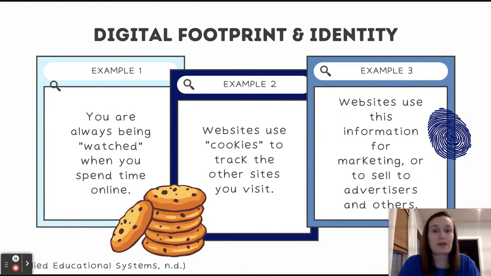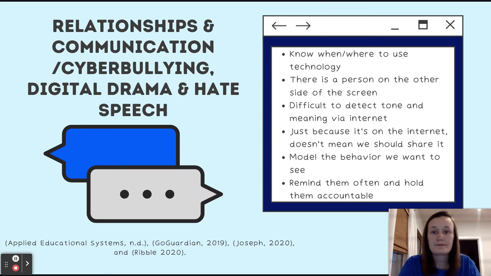So, your digital footprint and identity is kind of similar. You're always being watched when you go online, no matter what website it is. Websites use cookies to track the other sites that you visit, and most of the time they use this for marketing information, but some use it for malicious purposes, and that's to sell it to the highest bidder so they can make a little extra money.